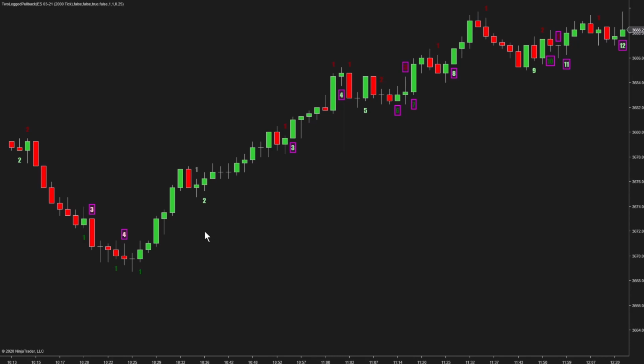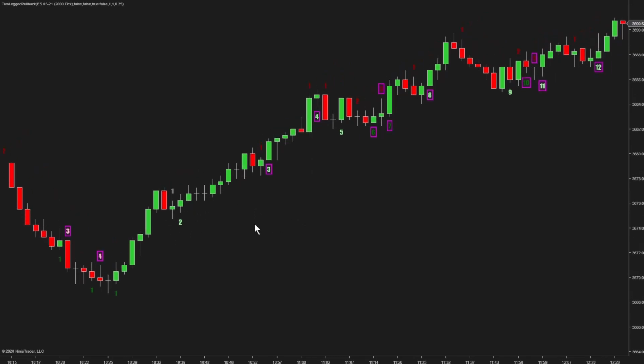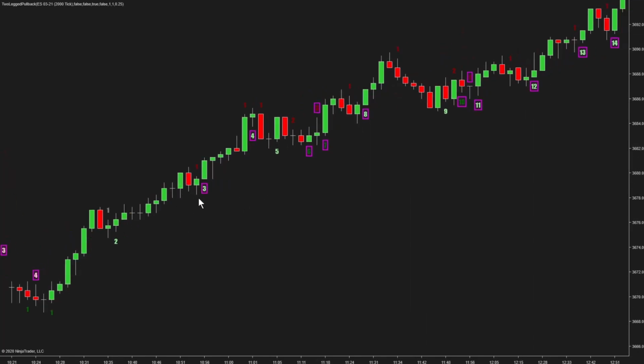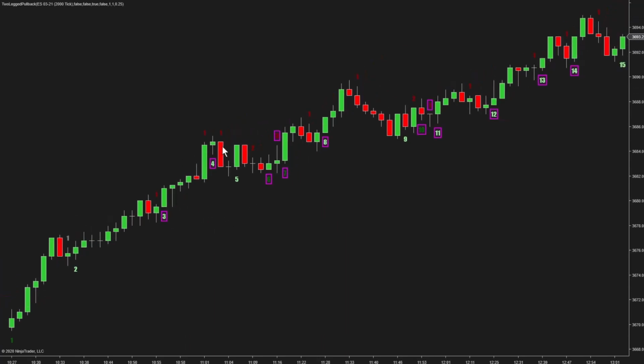Remember, the count continues as long as a pivot low doesn't break below the prior pivot low. Here we see a 3, because we see that this bear leg has commenced, and then when a candle breaks a prior candle's high, the bull leg commences. Here we have a 4, where this is the pivot low, and here we have a 5, where it breaks above the prior candle high.